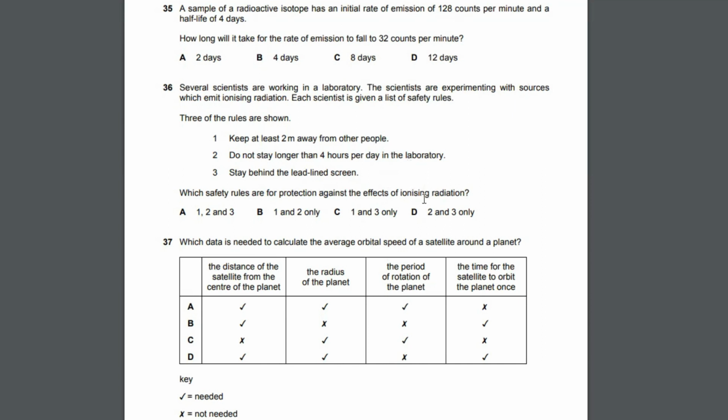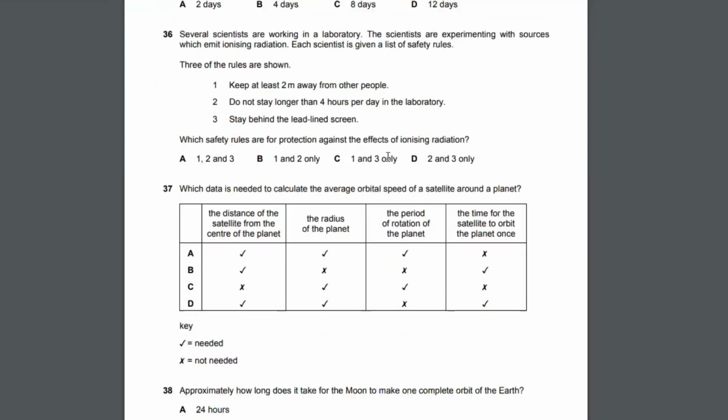So, ionizing radiation means alpha particles and beta particles. First of all, definitely stay behind lead lines. Keep at least 2 meters away from other people. So this is not a precaution because gamma rays can go more than 2 meters. So this is not possible. So do not stay longer. If you keep your exposure to less than, let's say, 4 hours, it will decrease your chance of ionizing radiation going through your body. So 2 and 3. So answer is D.